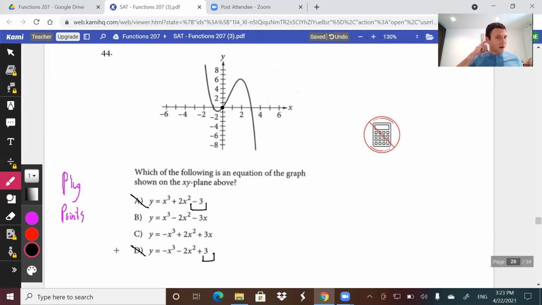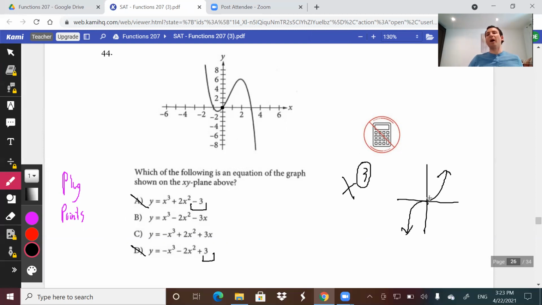So the question becomes, how do we know which one? Well, the easy way is, if you remember x to the third, our end behaviors are opposites when we go to an odd power. And the implication is that as we go more and more positive, we take to the third, we output a higher and higher positive. But if we put a negative in front of it, this would flip. So because we're trending negative as we put in positive for x, we need this negative out front.